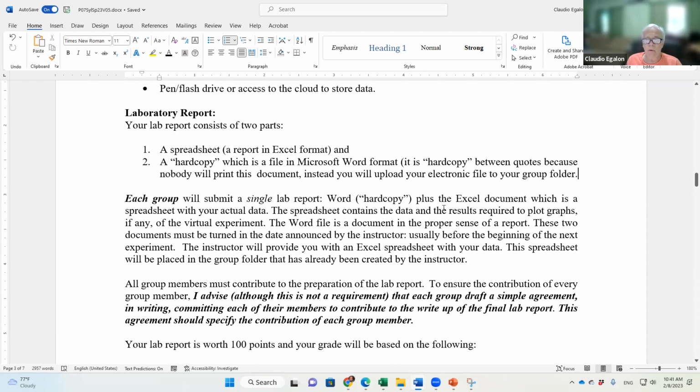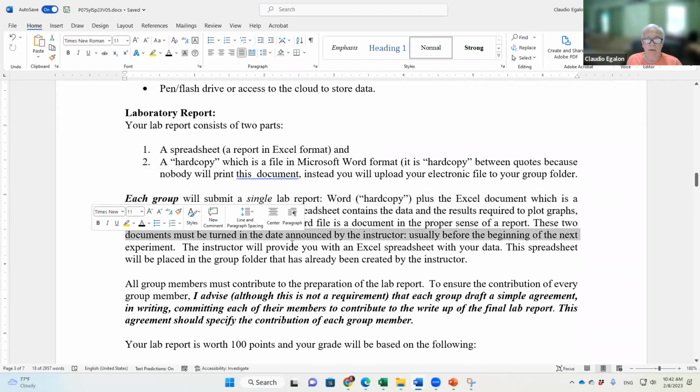So the Word plus the Excel document with a spreadsheet with your actual data. The spreadsheet contains the data and the results required to plot graphs, if any, of the virtual experiment. The Word file is a document in the proper sense of a report. These 2 documents must be turned in on the date announced by the instructor. It is usually before the beginning of the next experiment.